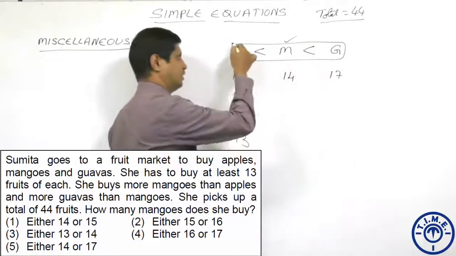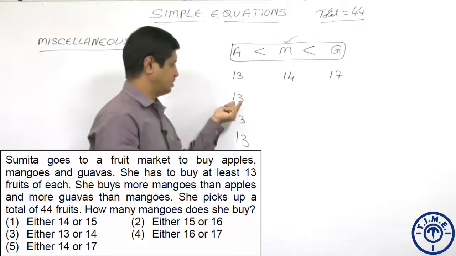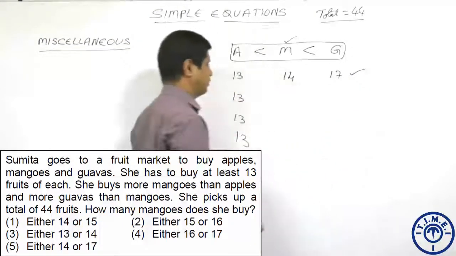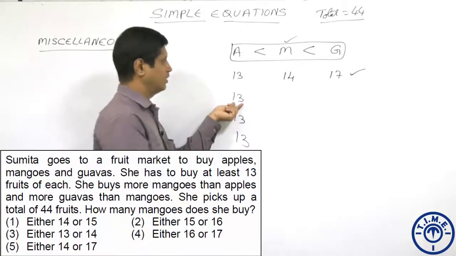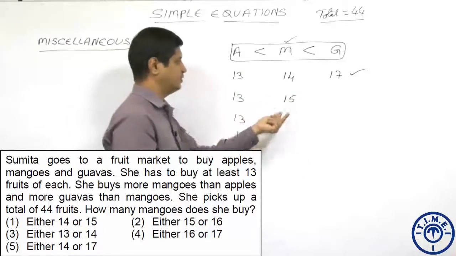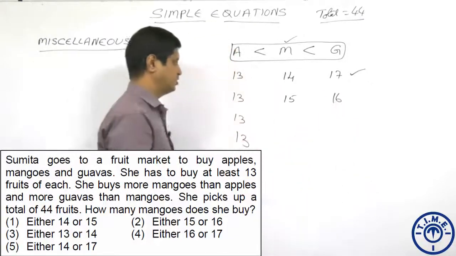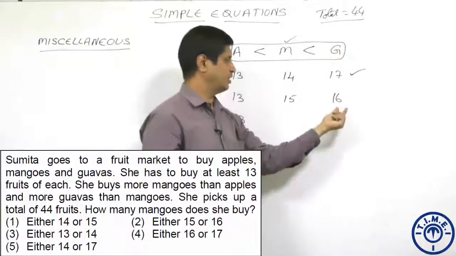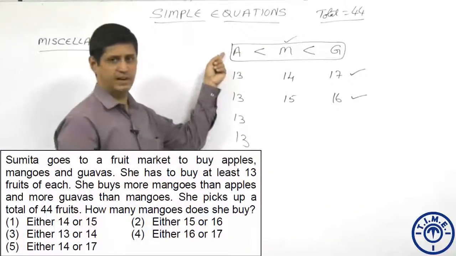These numbers are satisfying the given condition. Mangoes are more than apples and guavas are more than mangoes. This is one possibility accepted. Now, what is the second possibility? When you are taking 13 as the apple value, then the mangoes we can assume as 15. When you take this as 15, what is the result? Here we get 16. The sum of these two values is 28, subtract from 44, results in 16. Yes, it is also satisfying the given condition.